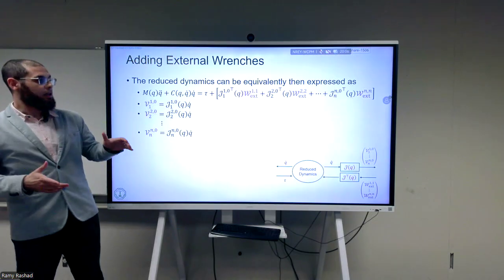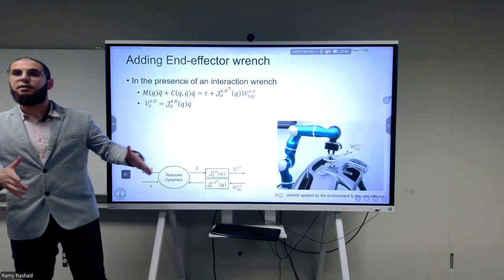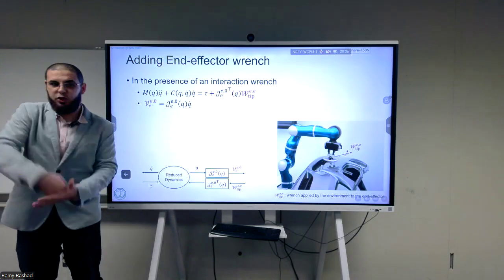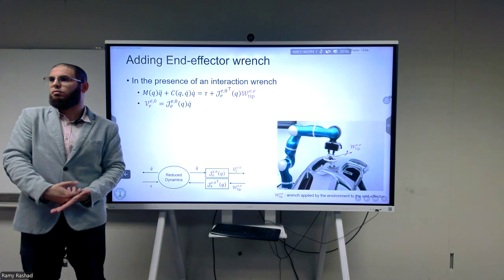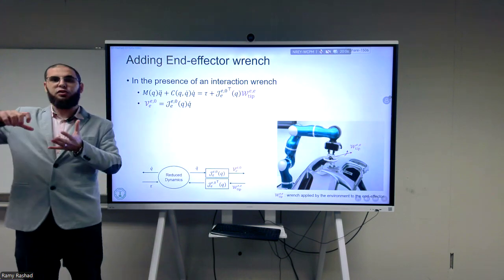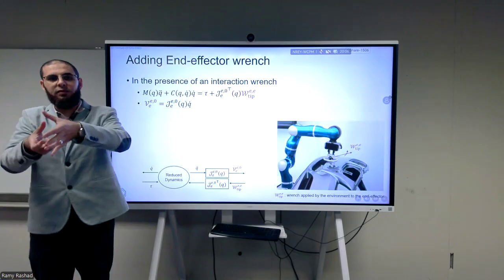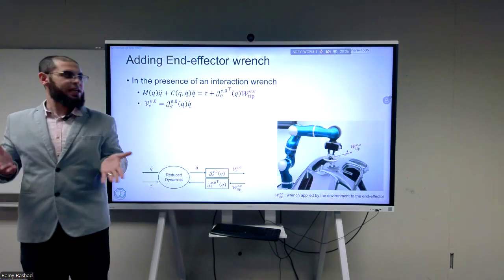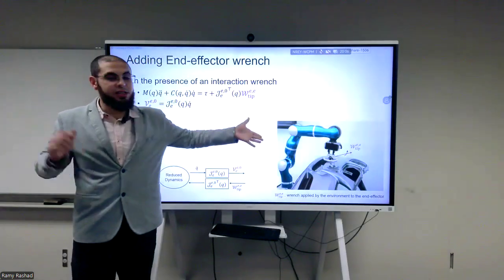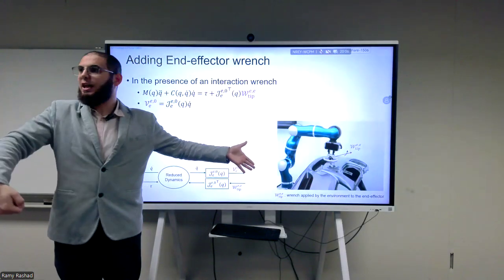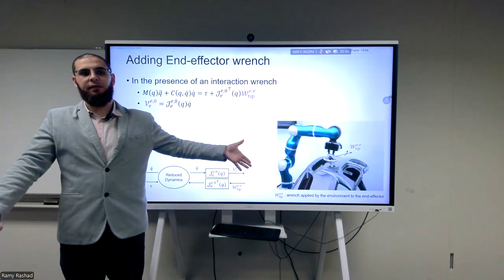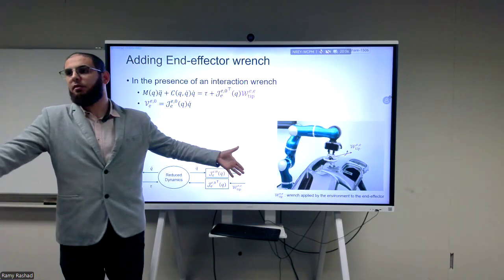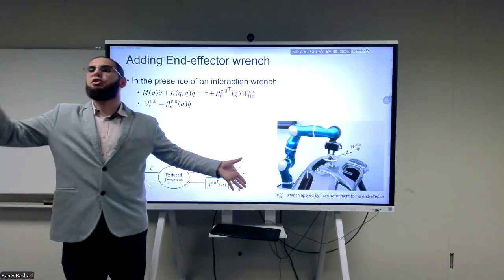Now let's look at two special cases. The first one is: what if the robot is interacting with the environment? When it's pushing on the environment, what does the environment do? It pushes back. If it tries to rotate the environment with a moment, the environment applies a counter moment. In general, if the robot is applying a wrench at the end effector to the environment, the environment applies a wrench back.